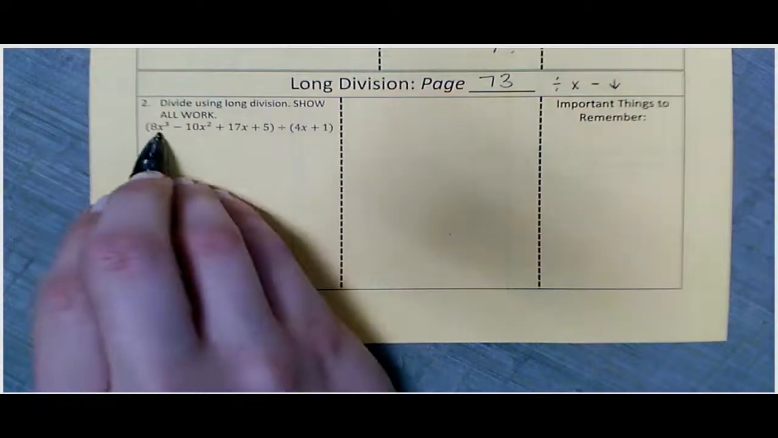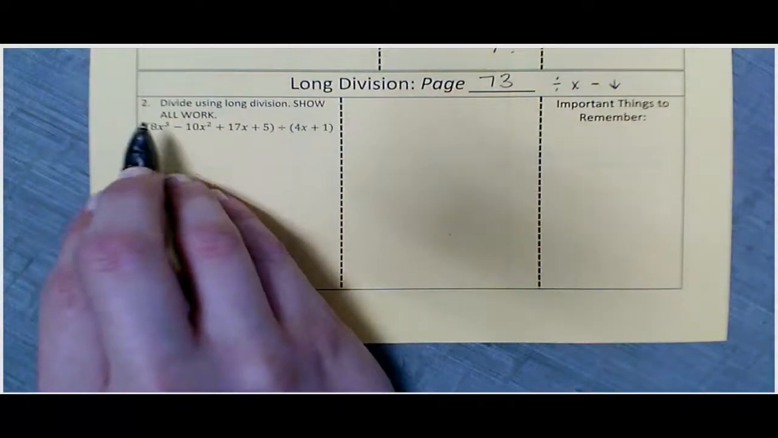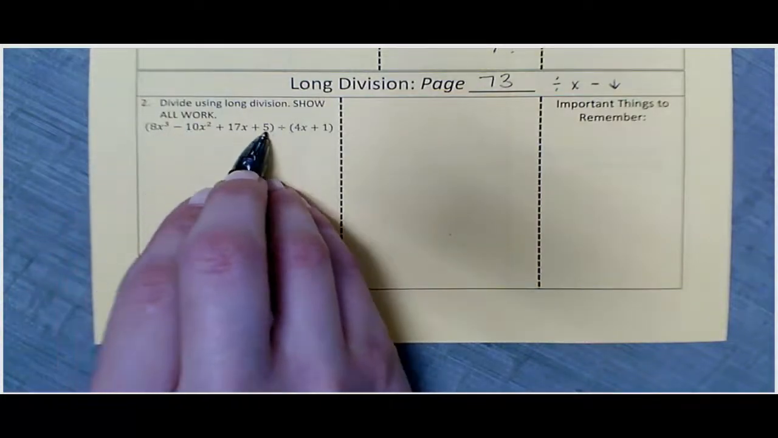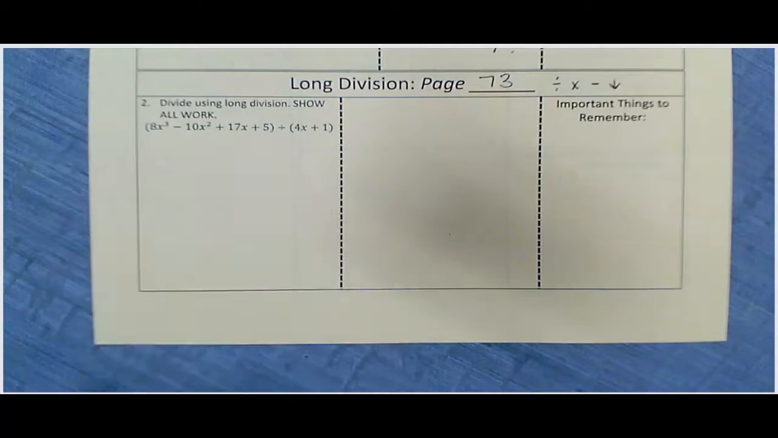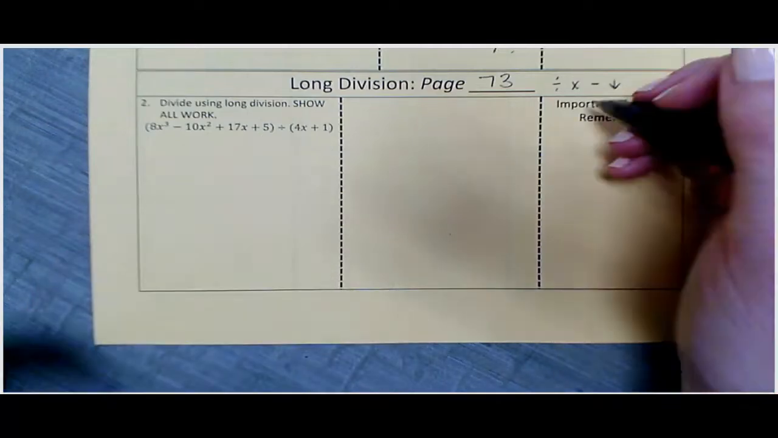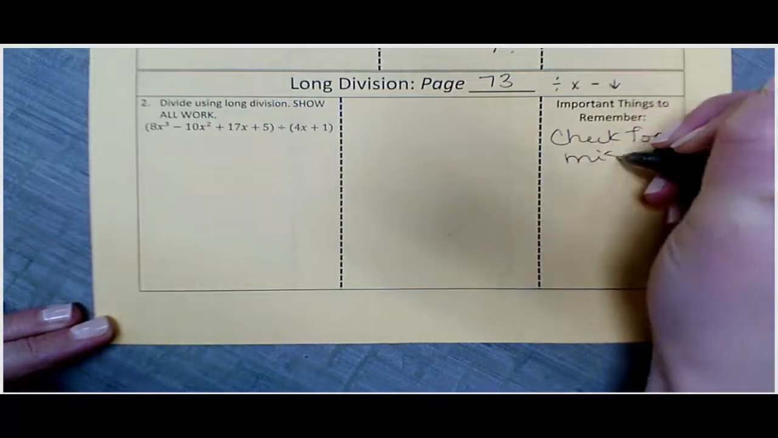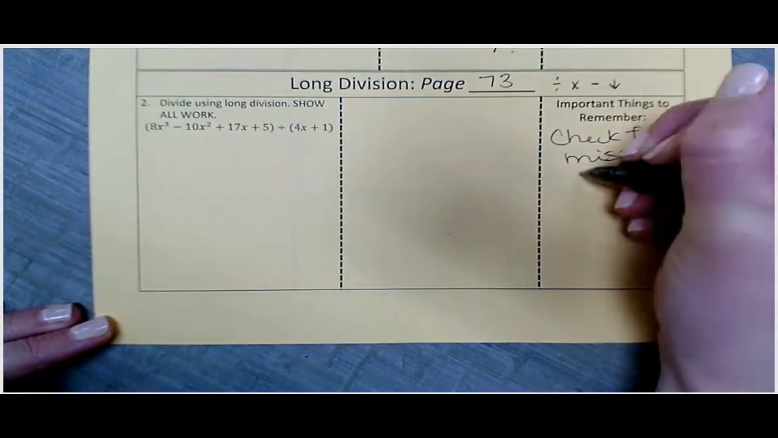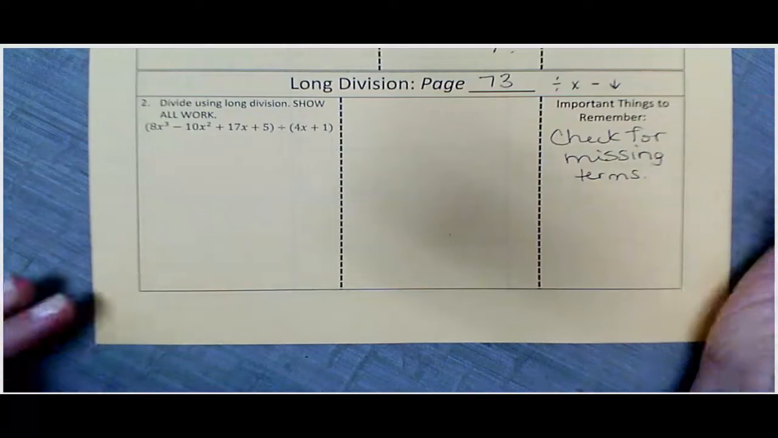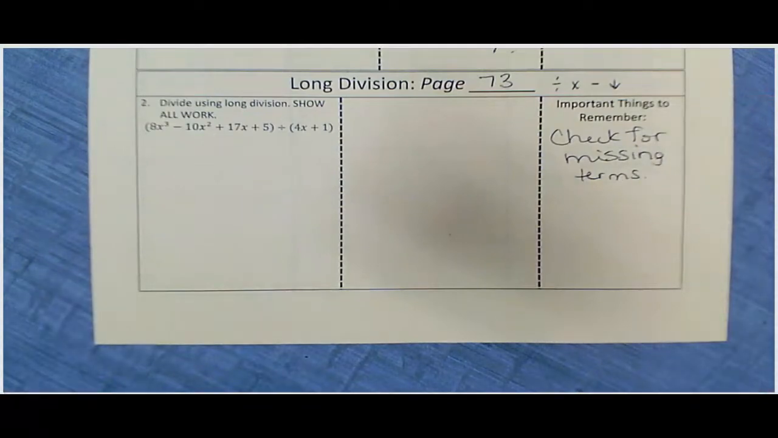So if I start out with an x cubed term, then I should then have an x squared term, an x term, and a constant term. If I don't, then I need to insert a 0 term. So check for missing terms. I don't have missing terms here, so I'm going to go ahead and set up my long division.